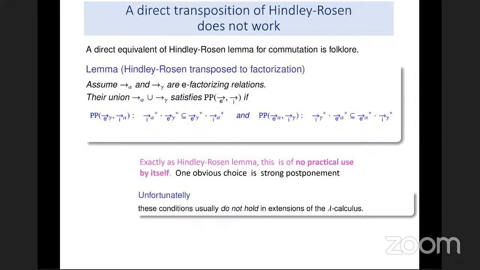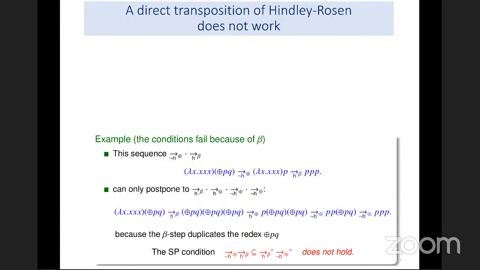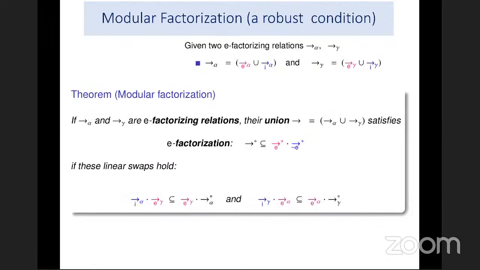And if you want to use the equivalent of strong commutation, it simply does not work, because essentially beta not only multiplies everything else, the added rules, but creates steps that were not there. You start from a non-head step and a head step, and in the postponement you create head steps. So the details are not important. The crucial point is that we need to find suitable conditions, because the natural transposition simply is not possible. And this is the contribution, the heart of our work.